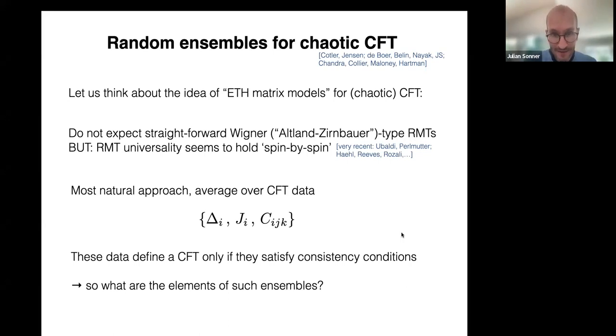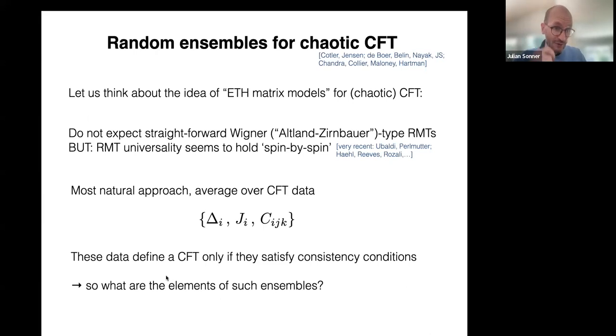And this is what we will want to do, not with a completely free measure, by the way. We will have some measure, but in principle, we're averaging over data. And so we need to think a bit more about what are actually the elements that we average over. They're certainly not going to be all CFTs.